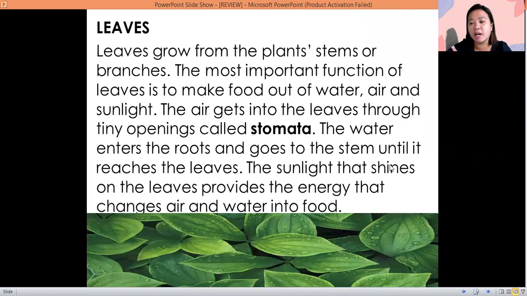Let's proceed with our leaves. Leaves grow from the plant's stem or branches. The work of the leaves is to make food out of water, air, and sunlight. The air gets into the leaves through the tiny openings called stomata.